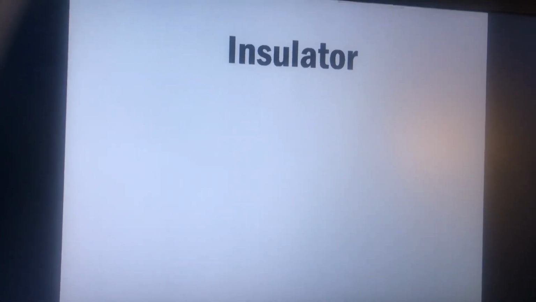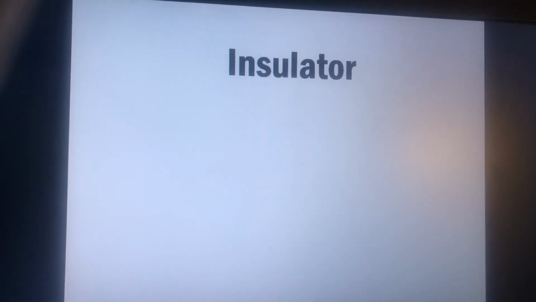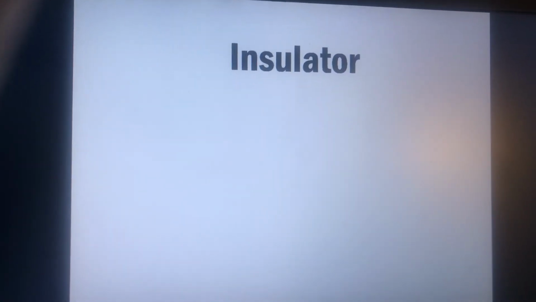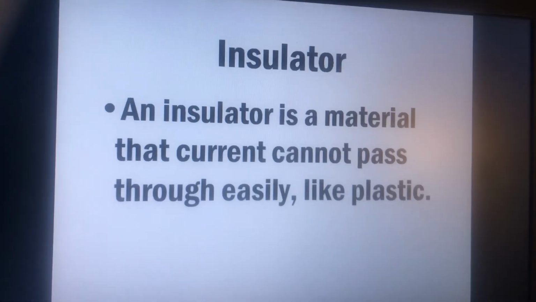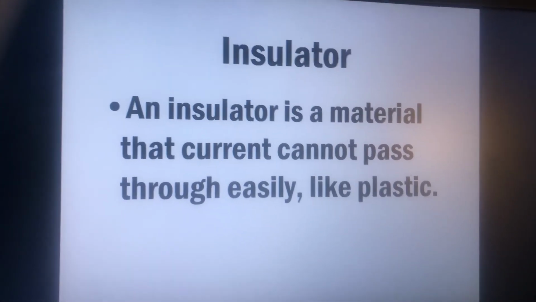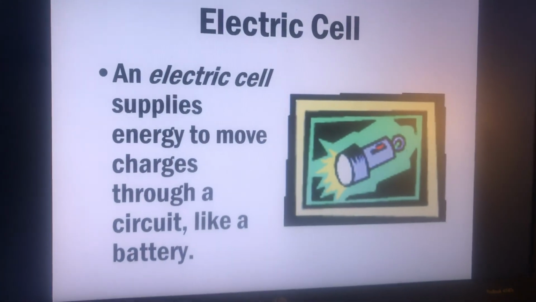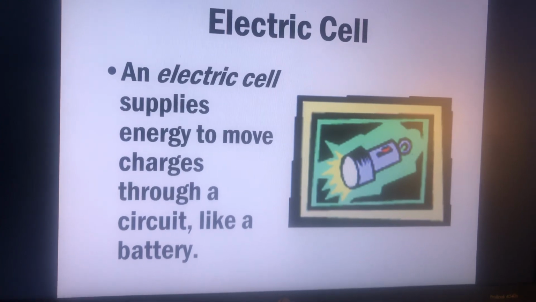And then we have insulators. Insulators are like the rubber around a copper wire. So when you plug it into the wall, you don't get shocked, right? An insulator is a material that the current cannot pass through easily, like plastic or rubber. An electric cell supplies energy to move charges through a circuit, like a battery.